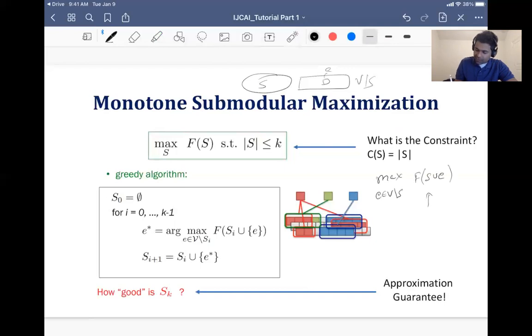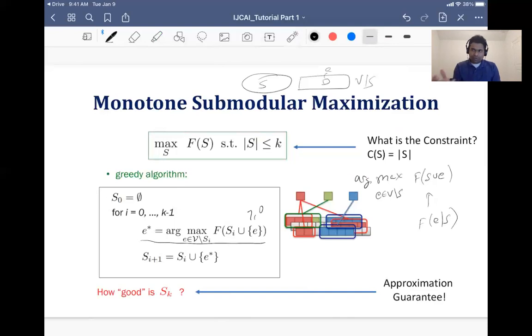Equivalently, you can also write this as F of E given S, because this is F of S union E minus F of S. But when I'm searching over E, F of S is constant, so it's the same as maximizing. So I basically take the argmax over here. This is exactly what this step is. And once I find my argmax, I just add it. Because the function is monotone, this quantity is guaranteed to be greater than or equal to 0. So by adding this, I am guaranteed to not reduce my objective value.